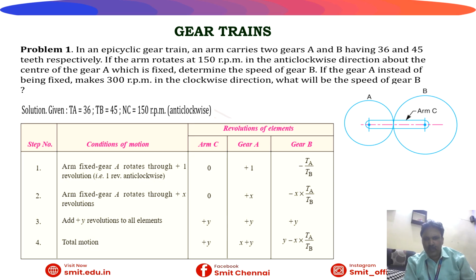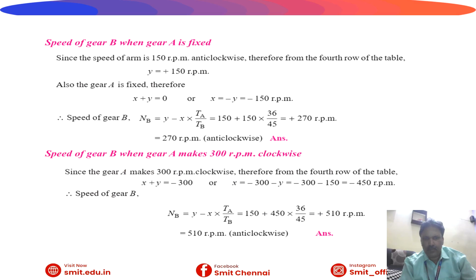Then the total motion. How do we get it? By adding rows 2 and 3. 0 plus Y is Y. X plus Y is X plus Y. Y minus X TA by TB. Adding the second and third rows, you get the fourth row.